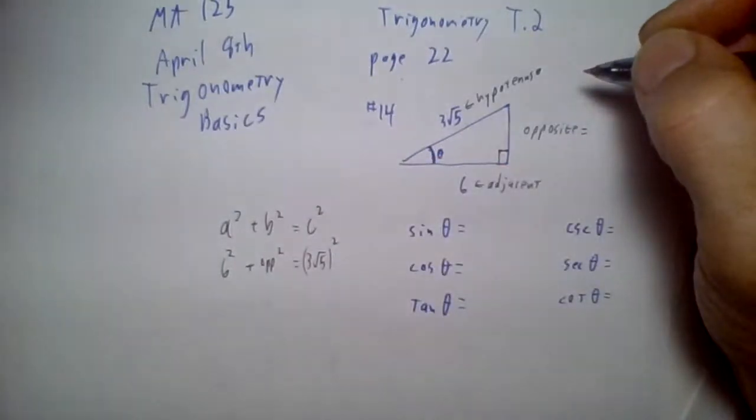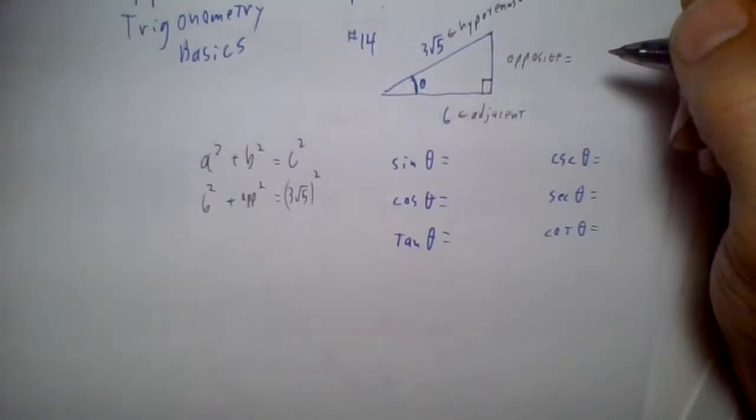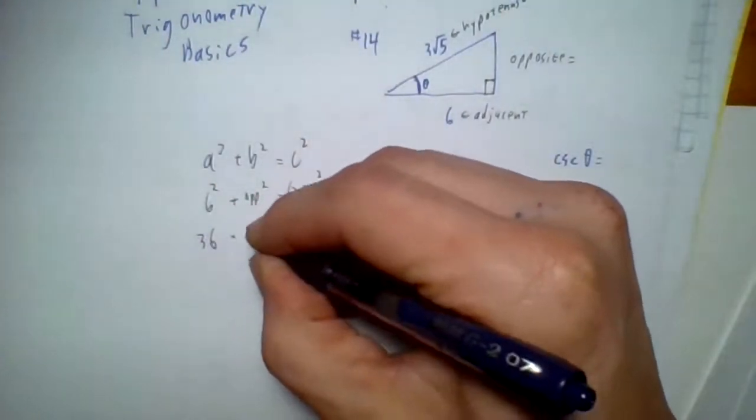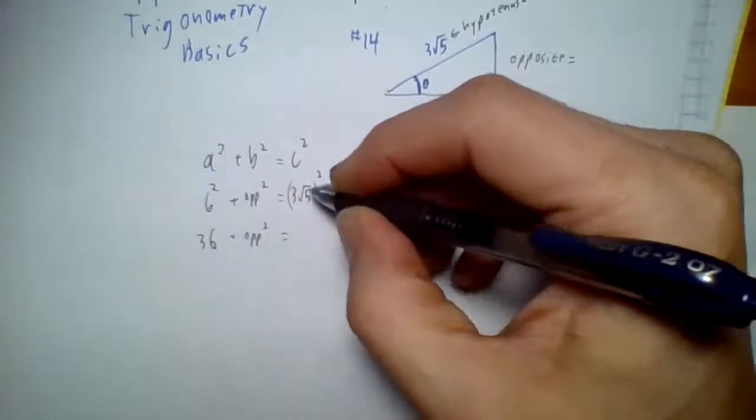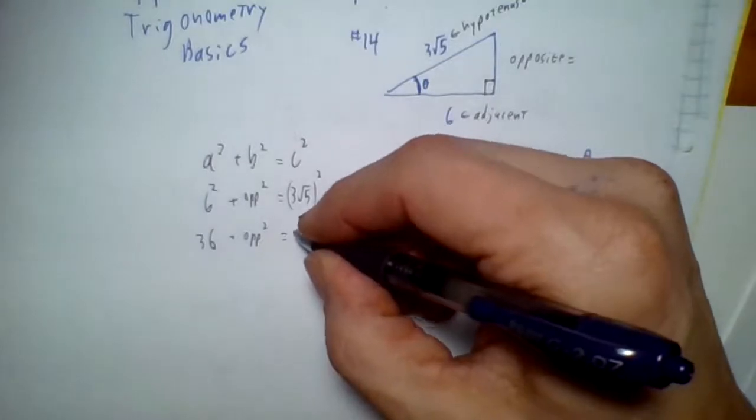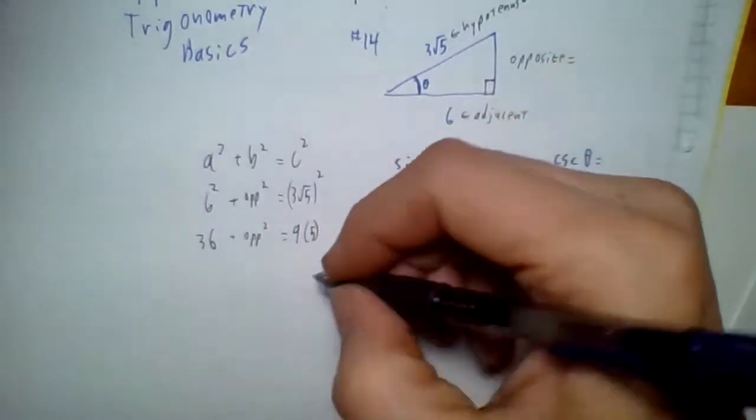So that's the one I'm trying to find. I'm going to work through that. Let me square the things that I know right here. 6 squared is 36. 3 square root of 5, if I multiply that by itself, I get 3 squared, which is 9, times the square root of 5 squared, which is 5. So I got really 45 right there.